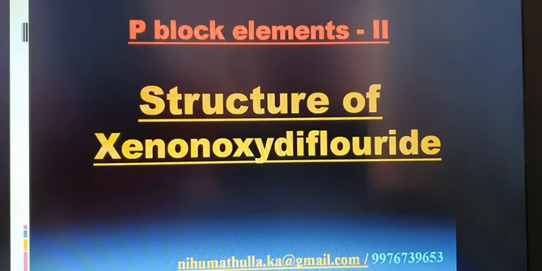Hybridization, geometry, with lone pair and without lone pair, the structure of xenon oxidifluoride we are going to discuss stepwise.